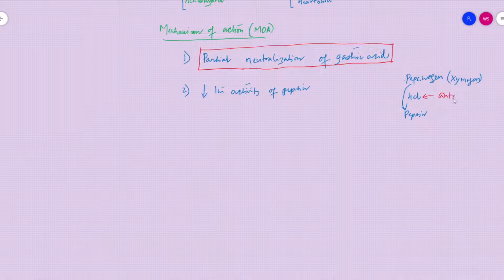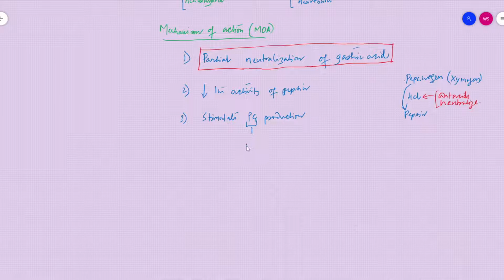Antacids neutralize HCl. So as a result, pepsinogen is not converted to pepsin. Okay, so that's what we have written. So antacids, they decrease the activity of pepsin. The third thing that antacids do is to stimulate prostaglandin production.